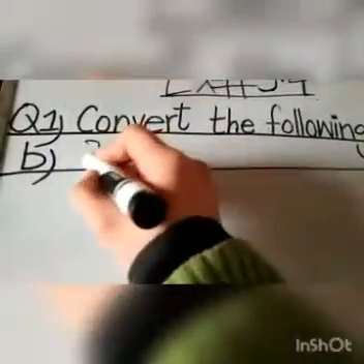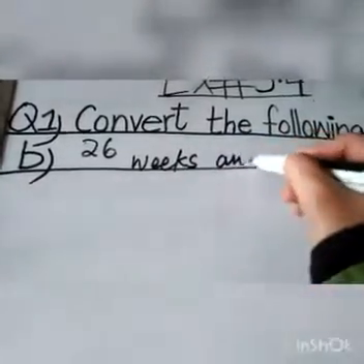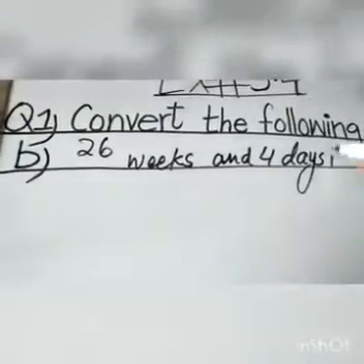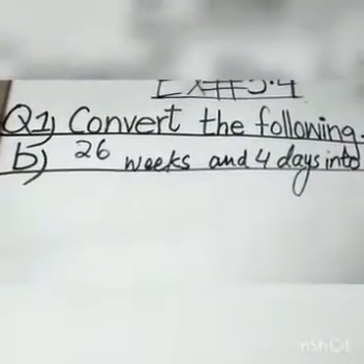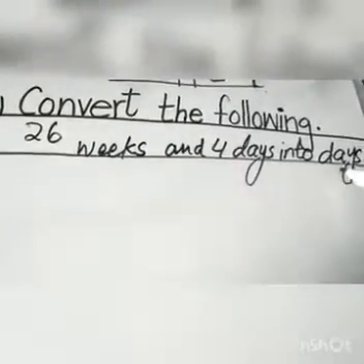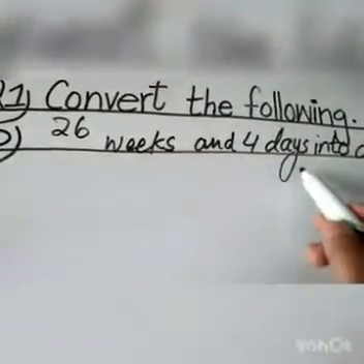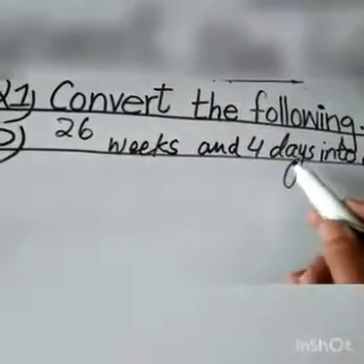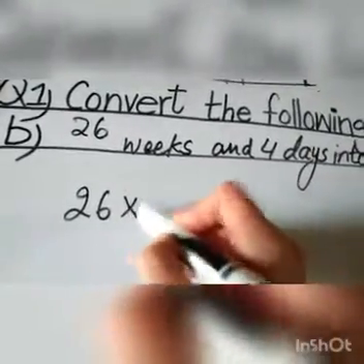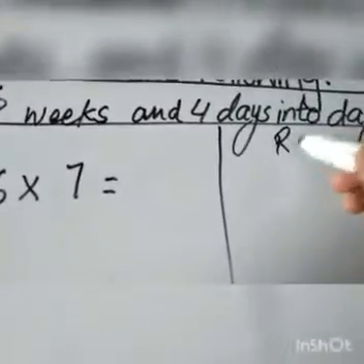Part B, 26 weeks and 4 days into days. They mentioned that the answer should be in days. Okay, first of all you have to convert weeks into days, and when we convert weeks into days, we have to multiply by 7. 26 multiply 7 is equal to, you can see the multiplication in rough work.